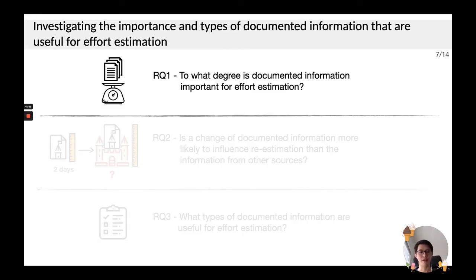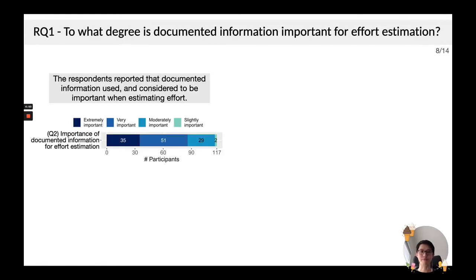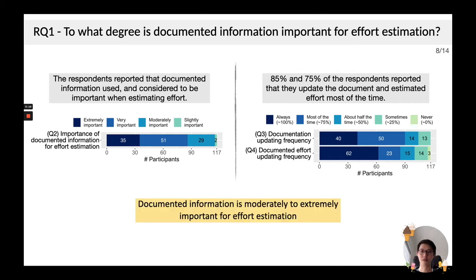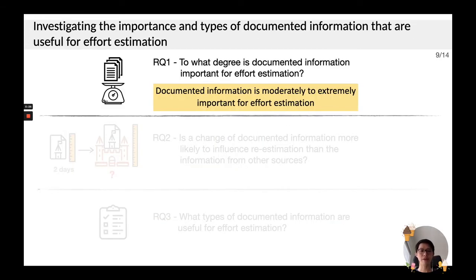Let's start with RQ 1. To what degree is documented information important for effort estimation? 117 of our respondents report that they use documented information and consider it as moderately to extremely important when estimating effort. Moreover, 85% and 75% of them report that they update the document and the estimated effort at least 75% of the time. This suggests that documented information is important for effort estimation. That is the answer for RQ 1.